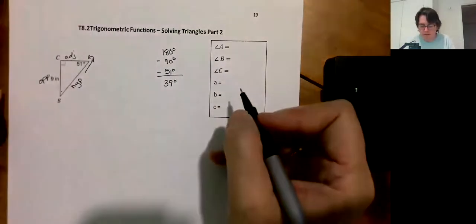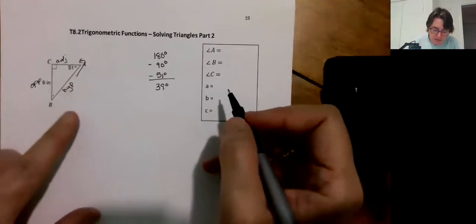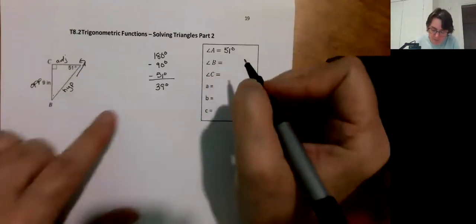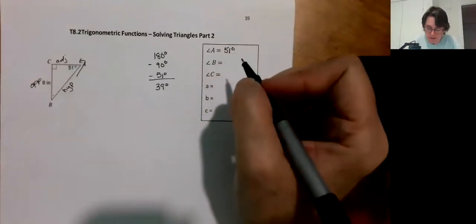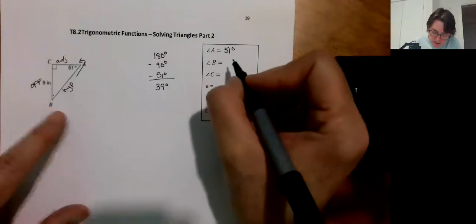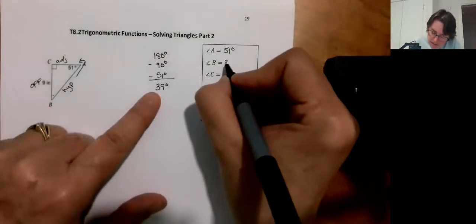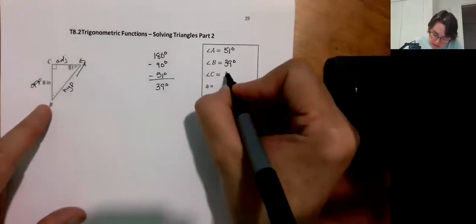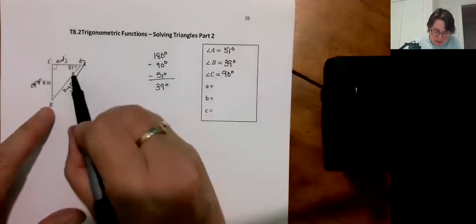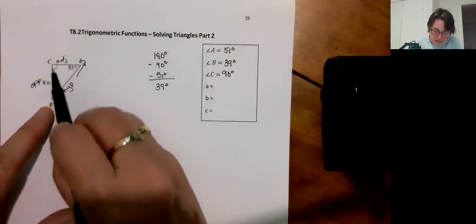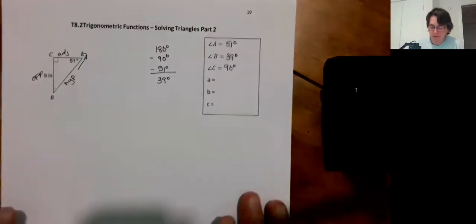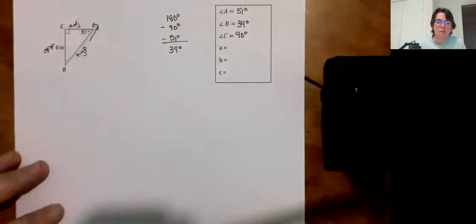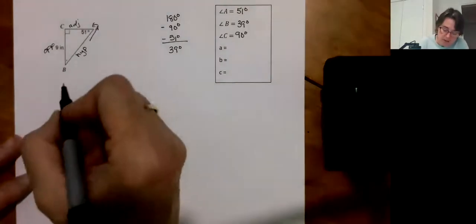Sweet. So I can fill in my angles right now. Angle A is 51 degrees. Angle B, the one we just calculated, is 39 degrees. And angle C is 90 degrees. Let's double check. That's A, B was the one we calculated, and C. All right, cool. I'm going to worry about the A, B, and C afterwards because I've got this labeled nicely for me and I'm ready to go.